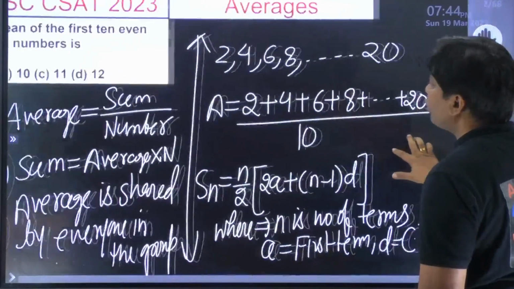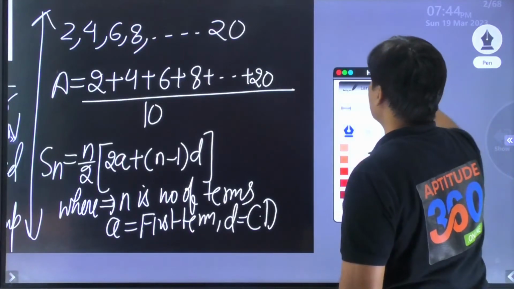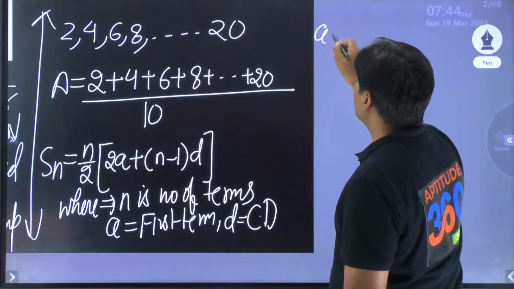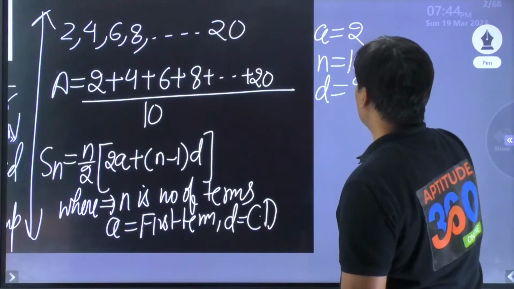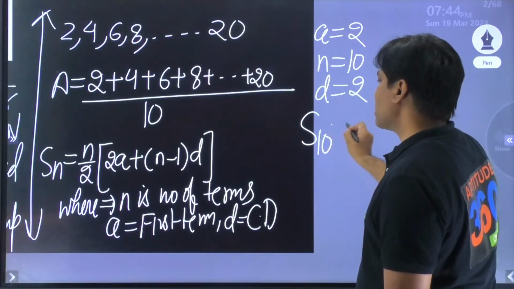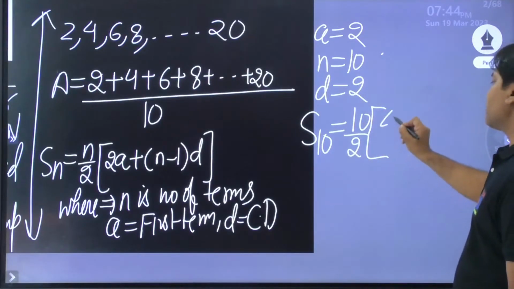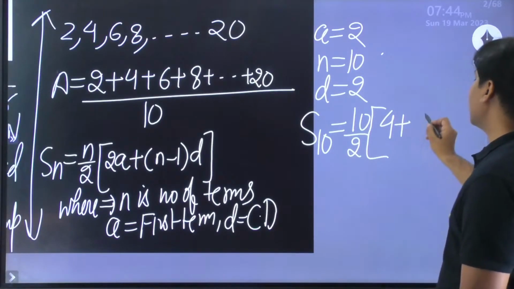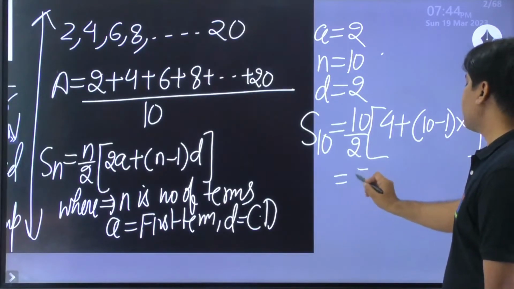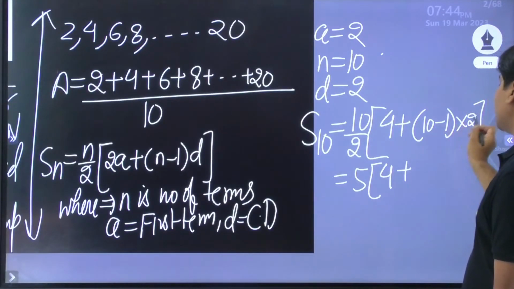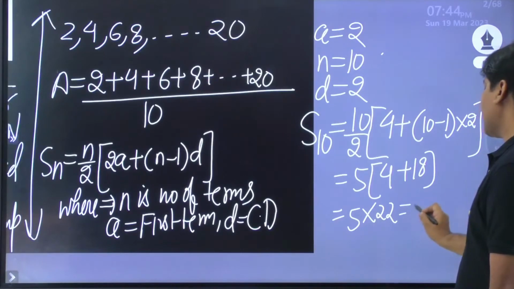So if you solve this problem by using this method, what do you get out here? You say that okay, my a out here is 2, n is 10, d is also 2, and you have to find out sum of 10 terms. So this is 10 by 2, 2a which is 4 plus n is 10, so 10 minus 1 into d is 2. So this is 5, 4 plus 9 into 2 is 18, so 5 into 22 and that is coming out as 110.